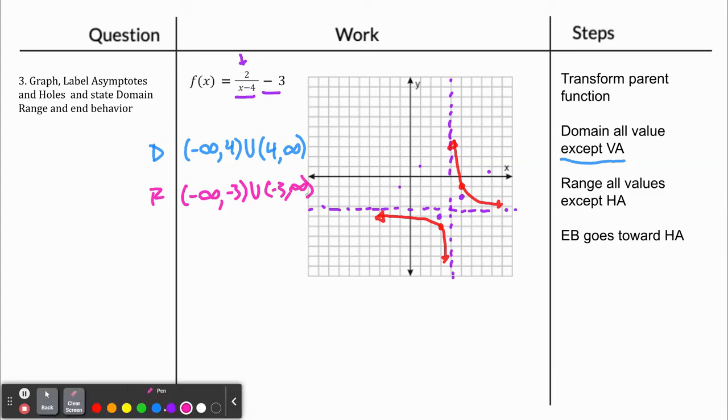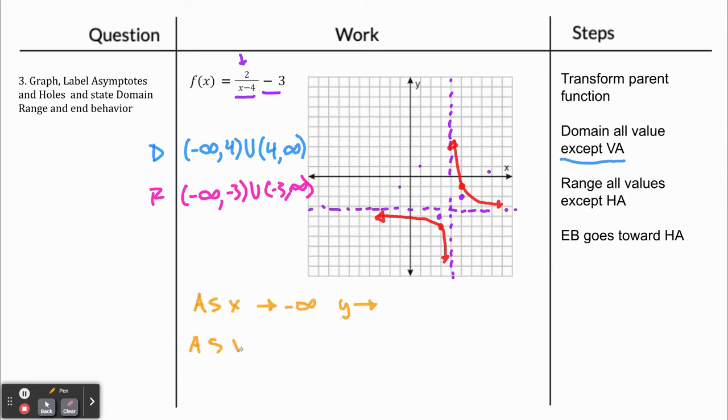And then our end behavior, remember, end behavior always starts out like this. As x goes to negative infinity, y goes to something, and as x goes towards positive infinity, y goes towards something. So in this case here, let's look at negative infinity. As x goes towards negative infinity, as we go to the left, it's getting closer and closer to -3. That is our y value there. Then as the x value goes up towards positive infinity, it is getting closer and closer to the same thing, -3.